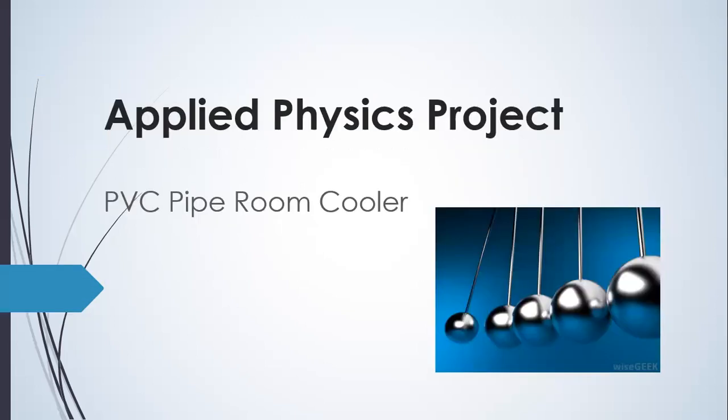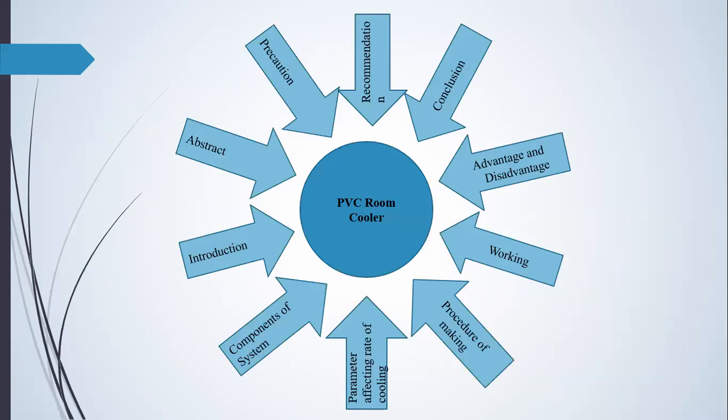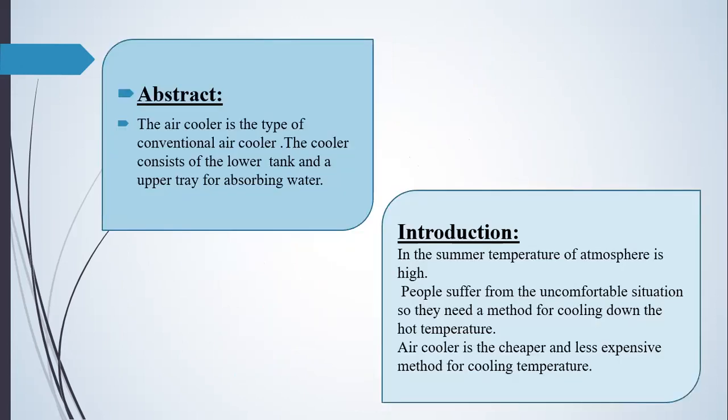So today we are here to present the physics project, which is the PVC room cooler. In this presentation, we are going to cover a few main points of our project: abstract, introduction, components of system, parameters affecting the rate of cooling, procedure of making, working, advantages and disadvantages, conclusion, recommendations, and precautions. So we start our presentation from the abstract of our project.